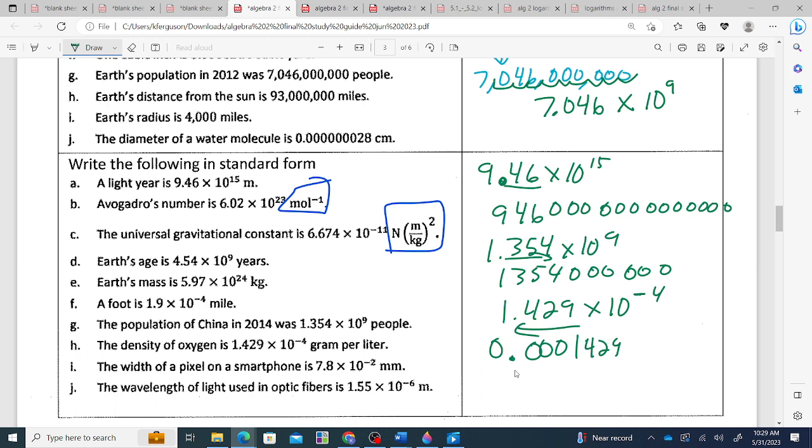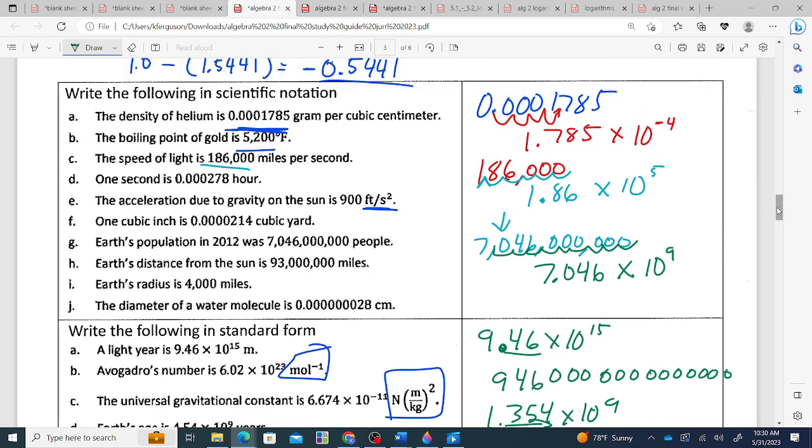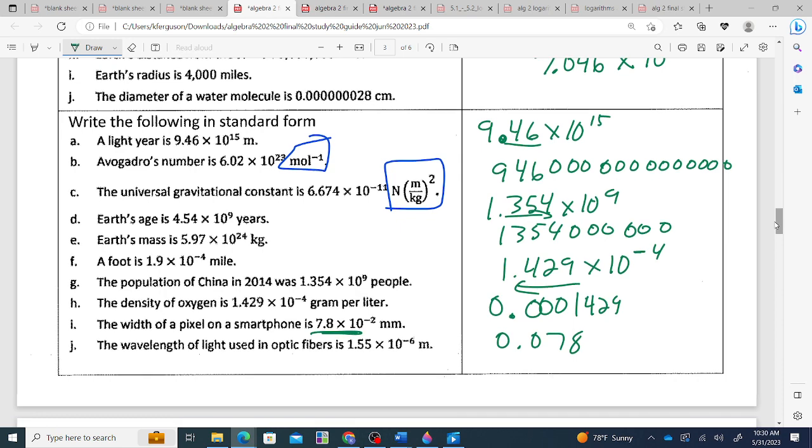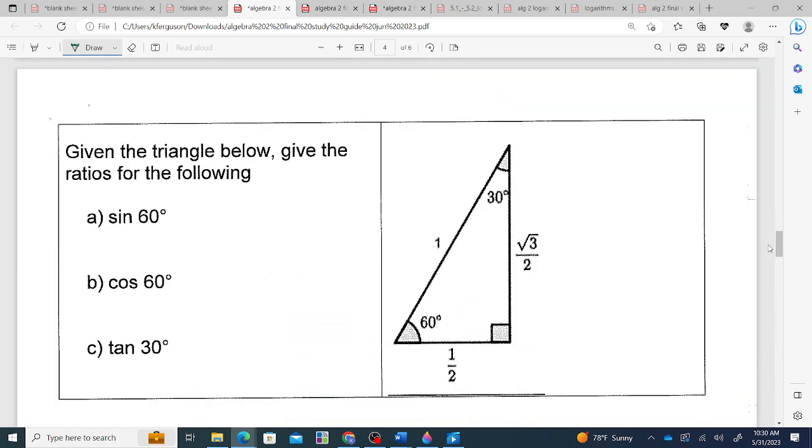Right here, 7.8 times 10 to the negative 2. So I got 7 and 8. I made one move. So how many more moves do I got to make? Right here, how many more moves? Just one. Put a 0, and then I add a 0 in front. That's it. Anybody got any questions on these? Like I said, it's straight out the book. There's only going to be a couple on there, so it's not going to be this many. Maybe two or three. All right.